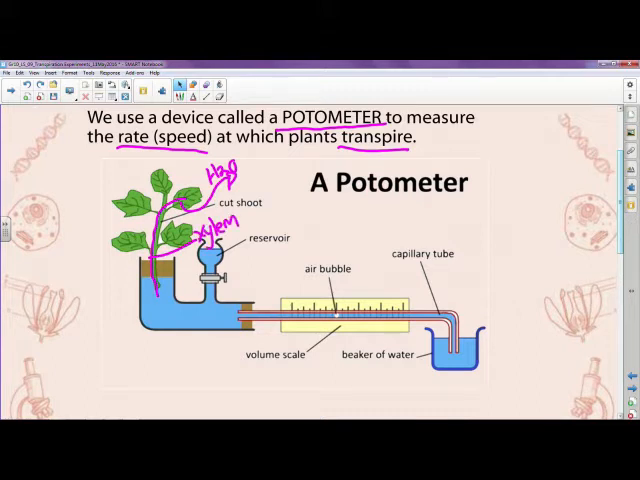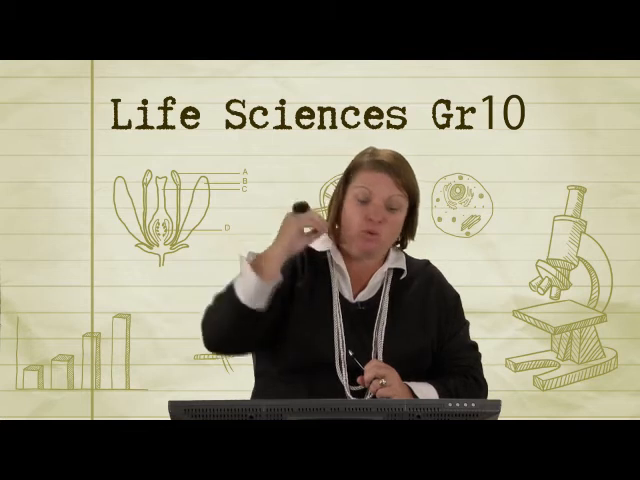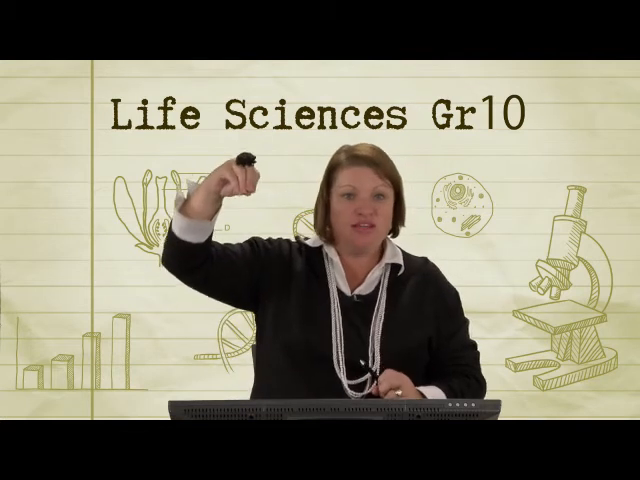Now this little structure, this potometer, as you can see, is set up in water. Because we only use the leaf and we need to control things, we need to ensure that water constantly flows into the xylem. If you can remember, it was called the transpirational pool. We looked at it when we looked at how water moves up the xylem.